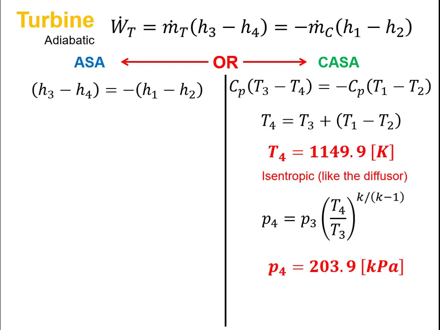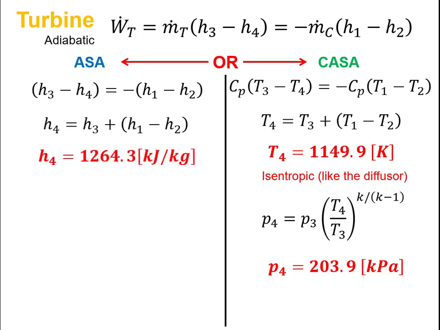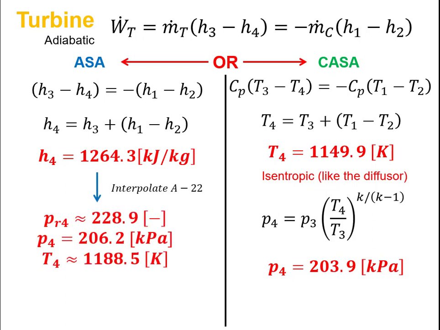If I'm doing a variable specific heat analysis, I can use this same equation. I can solve for H4. When I have H4, I interpolate on table A22 to find PR4. Then I can use the ratio of the pressures and the ratio of the PR values to find P4. And from H4, I can also find T4.